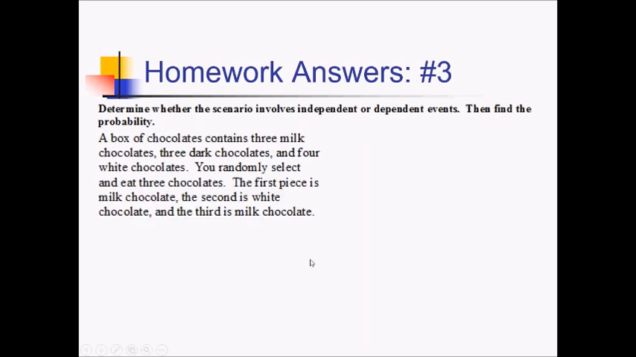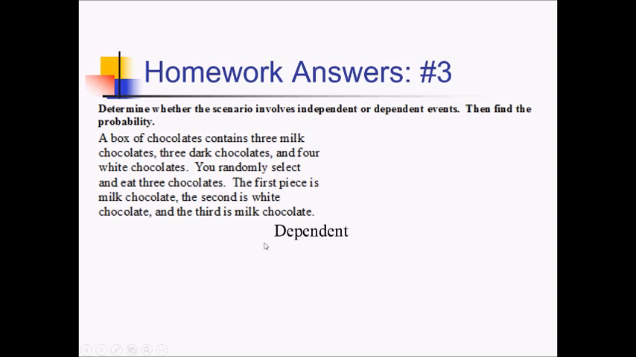On this problem, we want to figure out if we have independent or dependent events going on, and then find a probability. So let's see here. We've got a box of chocolates. We're randomly selecting and eating 3 chocolates. So this is definitely going to be dependent events because after you eat a chocolate, it's not like you can then put it back and have a chance of selecting it on the second time around. So your first selection is going to affect your second and your third selection. Therefore, these are dependent events.